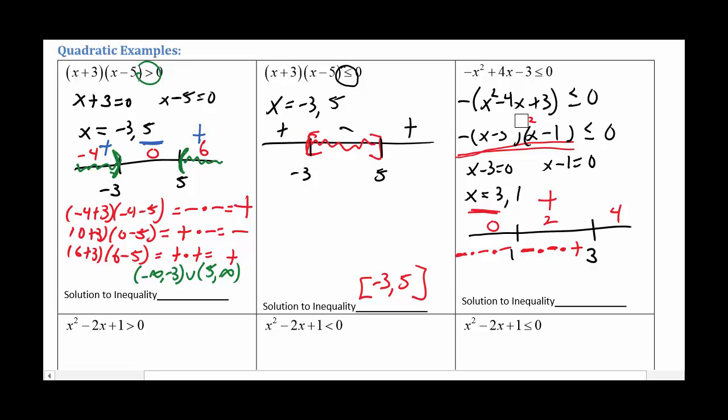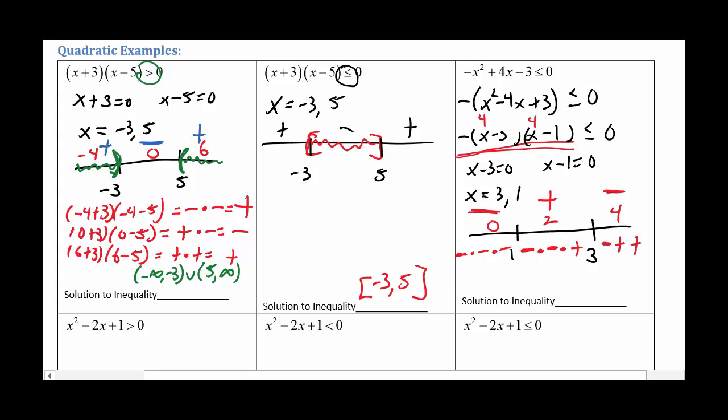And then I'm going to come in and do the same thing for 4. So 4 minus 3, 4 minus 1. All right, so we have a negative on the outside. 4 minus 3 is a positive number. 4 minus 1 is positive. And so what happens when I multiply a negative and two positives? I get a negative result.